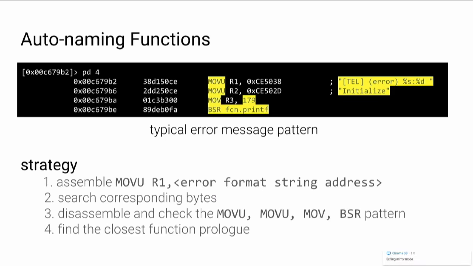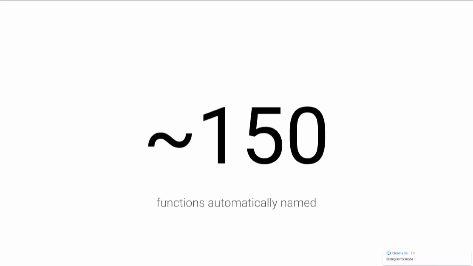So the steps are the following. We can assemble all of these format strings, look for them in the binary, disassemble and check that we have these 4 instructions, and then look for the closest function prolog. And then we can auto-name the function. If we apply all of these steps to the binary, Flashway will be able to detect 150 functions. And again, the good part is that we did nothing more than launching a tool. And we also know what the functions are used for. So some are used for telnet, some are used for WPS, others for WPA.